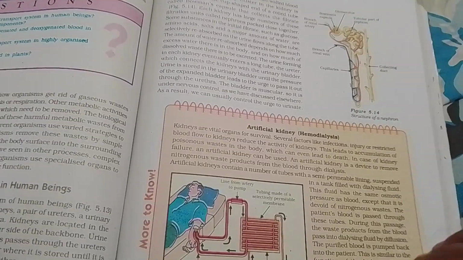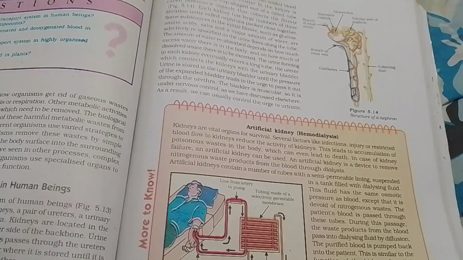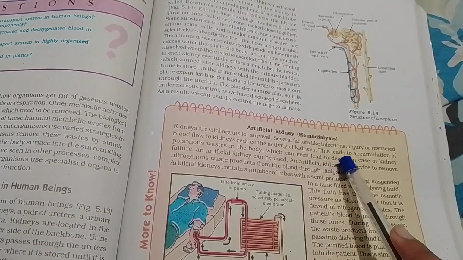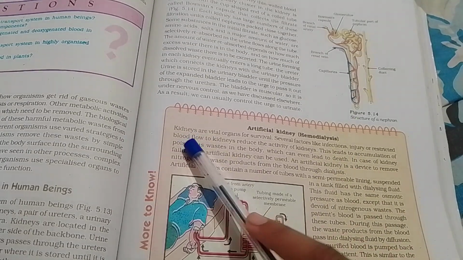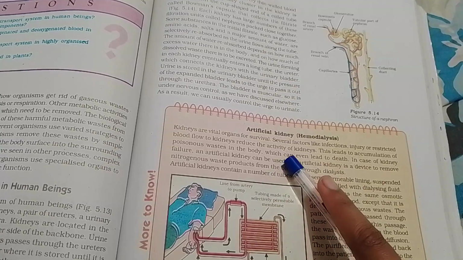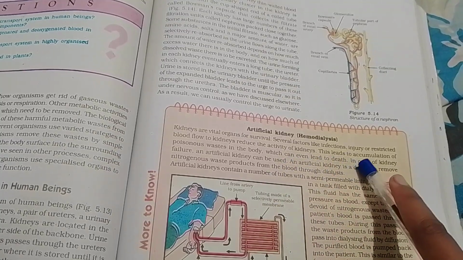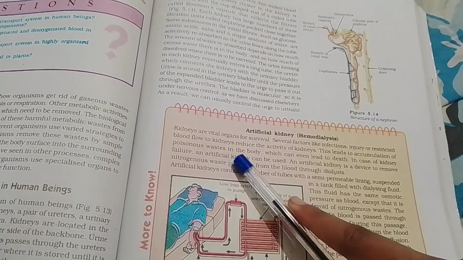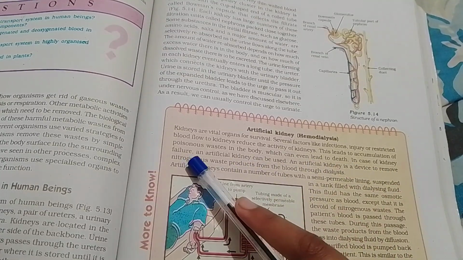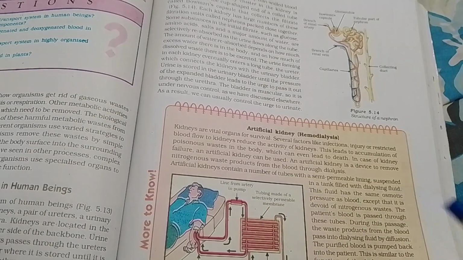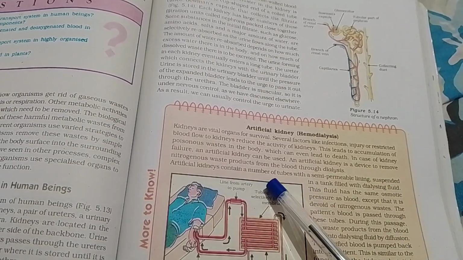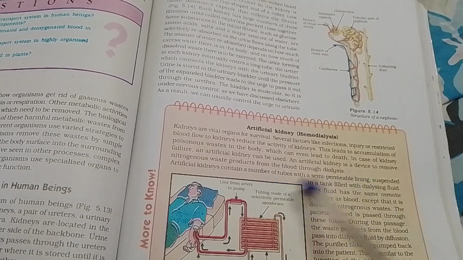Artificial kidney, hemodialysis. Kidneys are vital organs for survival. Several factors like infections, injury, or restricted blood flow to kidneys reduce the activity of kidneys. This leads to accumulation of poisonous waste in the body, which can even lead to death. In case of kidney failure, an artificial kidney can be used. An artificial kidney is a device to remove nitrogenous waste products from the blood through dialysis.